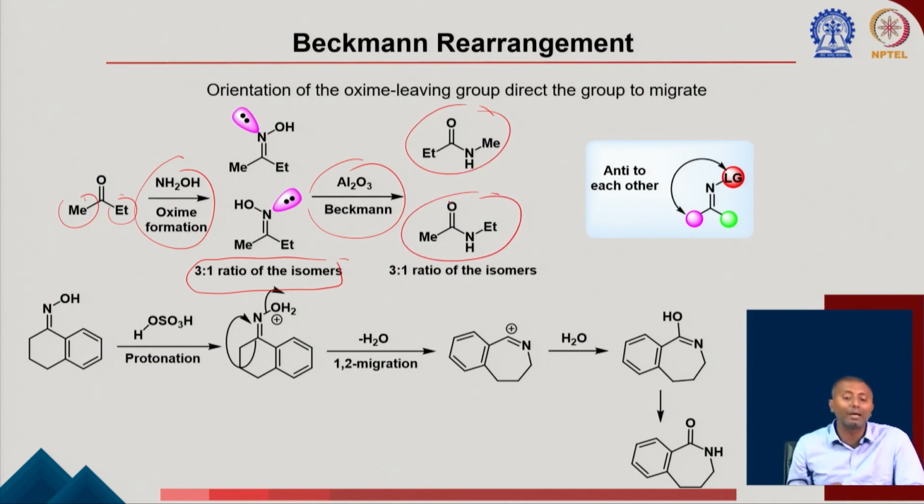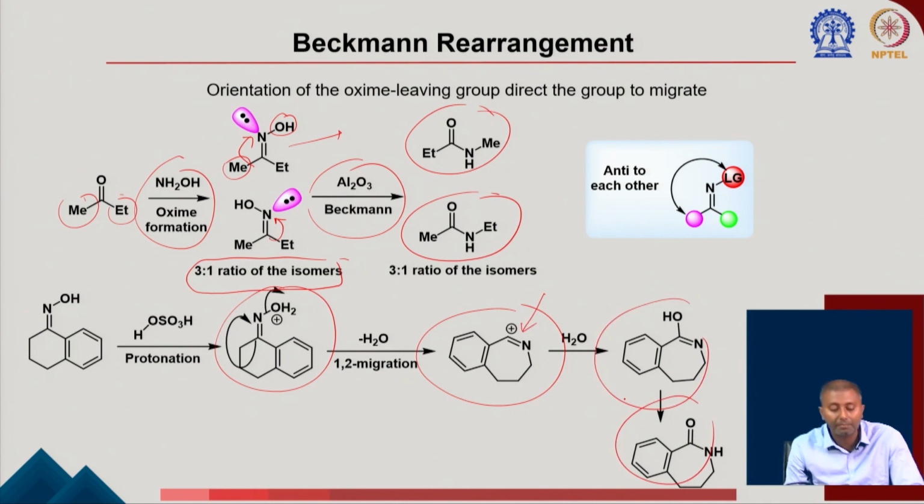What I am trying to say is that it does not matter which oxime you form. Once you form this oxime, only the group trans to the hydroxyl is going to migrate. So that means here the ethyl is going to migrate in this case, and here the methyl is going to migrate. We have an example here. We are showing an intramolecular example where it can go to form the corresponding compound, the nitrilium, which gets attacked by water to give the corresponding amide here.